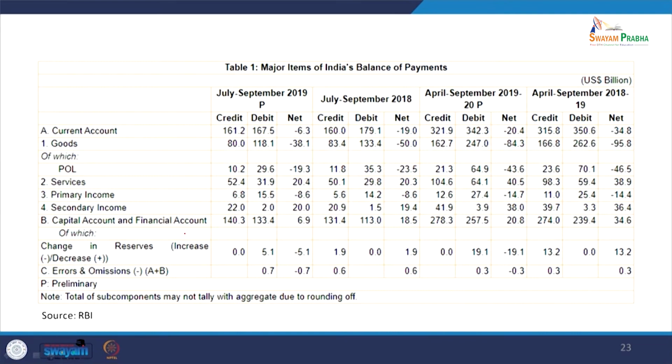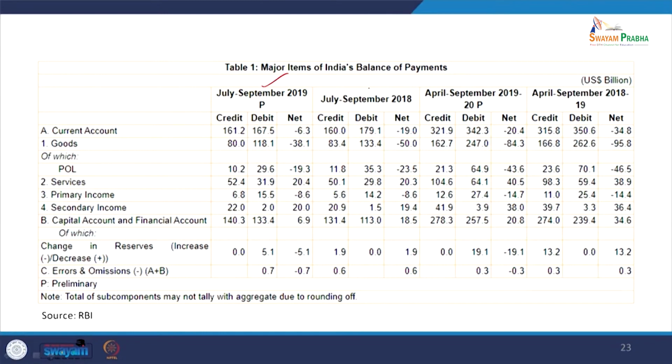For your reference, please go through the RBI website, from which you can get the very latest balance of payment data, even till the first quarter of 2021. It is mentioned quarter wise, July to September, and presented in comparison of 2019 and 2018. Then these are the provisional estimates of 2019-20.